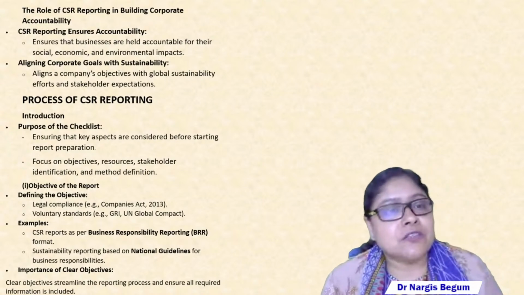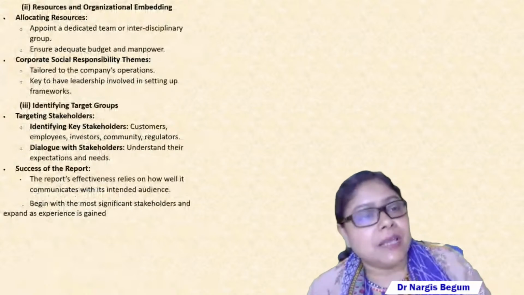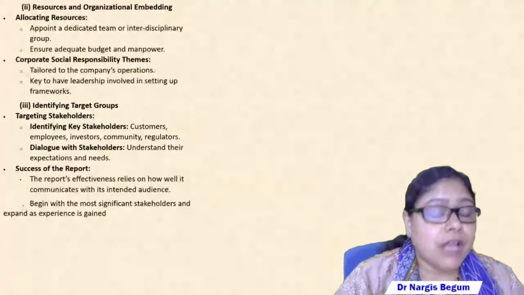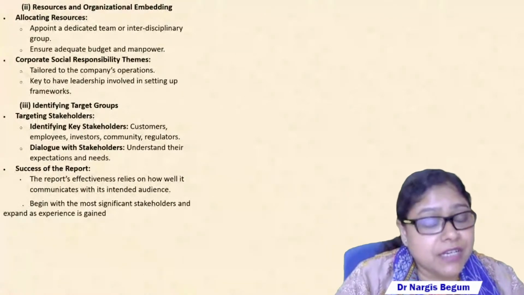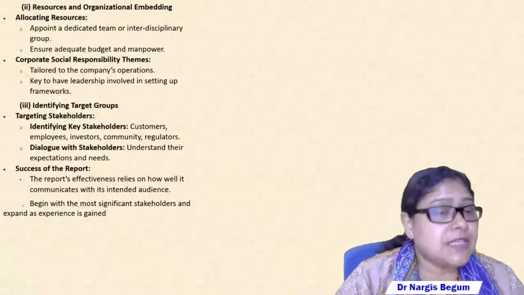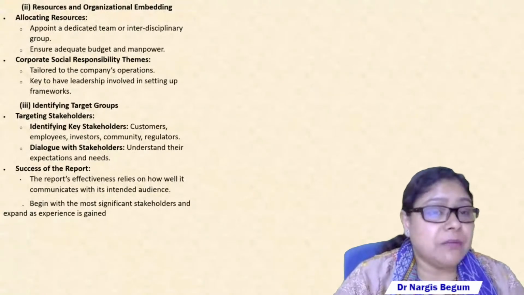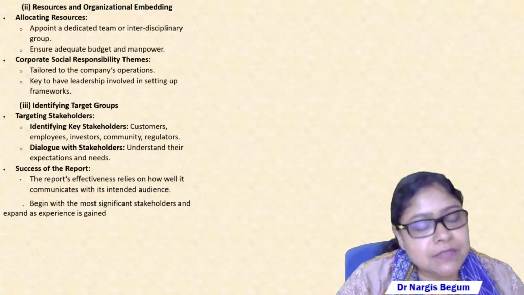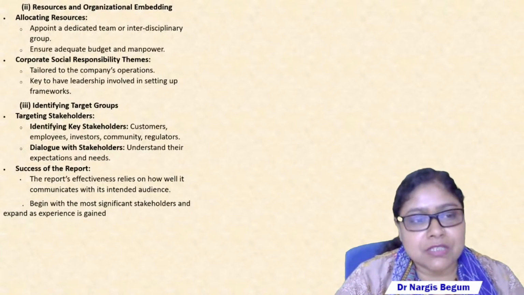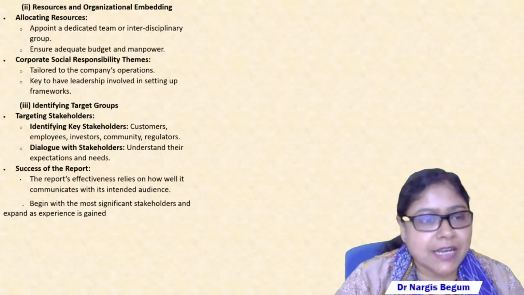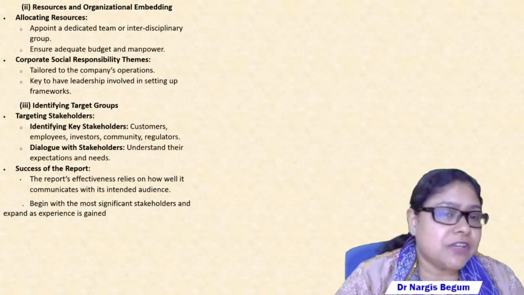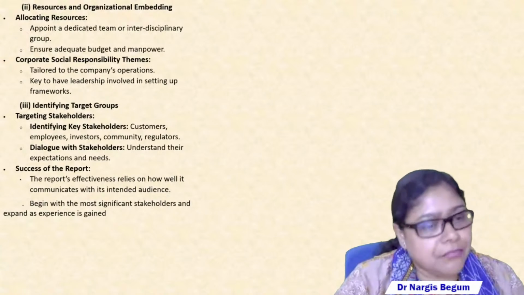Next is the resources and the organizational embedding. When we are talking about allocating the resources, we appoint a dedicated team, an interdisciplinary group, for this purpose, and we ensure that adequate budget and manpower are used. The important themes included for CSR are those tailored to the company's operations, and it is key to have leadership involved in setting up the frameworks.